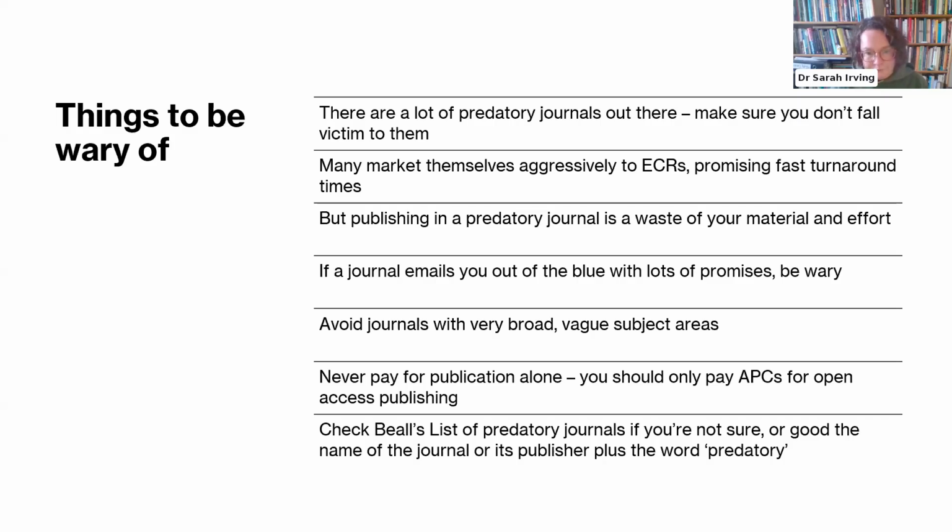If you're not sure, you can Google something called Beall's List, which is a website that was compiled by a librarian at a US university, of predatory journals and journal publishers, that you should just avoid everything that they publish. So, for instance, one of the biggest and best known predatory journal publishers is called MDPI, and any email from one of their journals should be deleted.